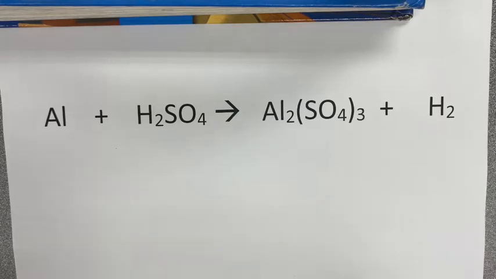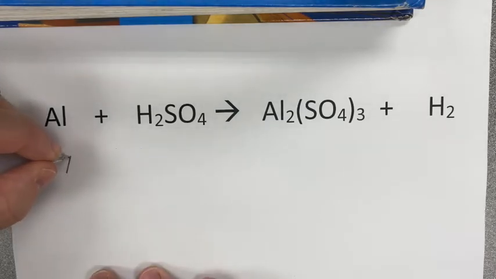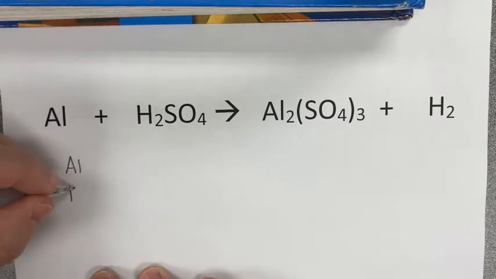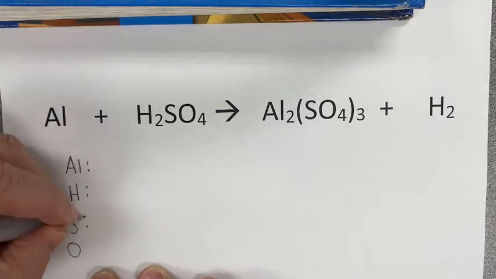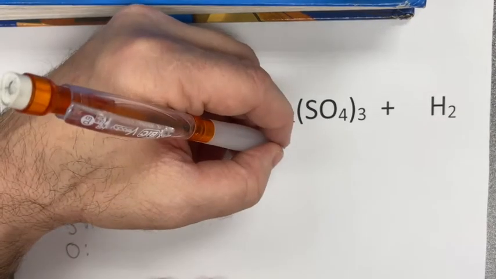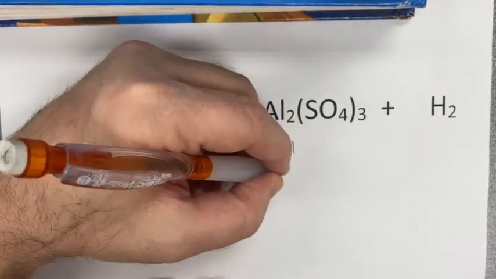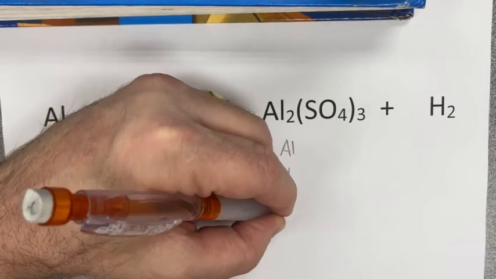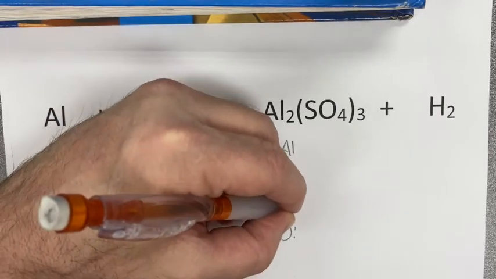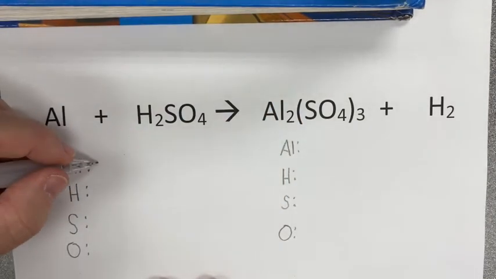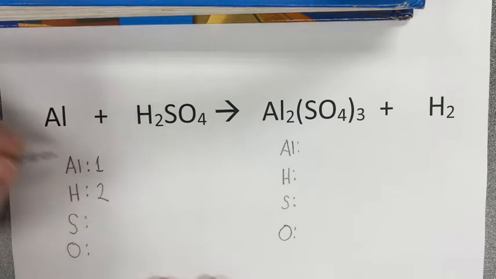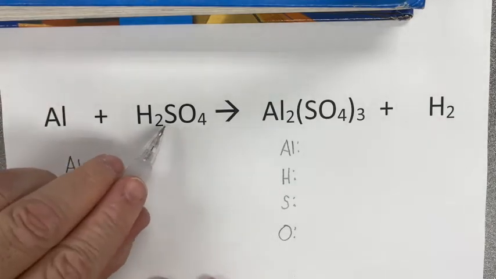All right, what do we have? On the left side, we've got aluminum. We've got hydrogen. We've got sulfur, and we've got oxygen. So, on the other side, we're going to have aluminum, hydrogen, sulfur, and oxygen. Let's count them up. Okay, 1 aluminum, 2 hydrogens, 1 sulfur, 4 oxygens, right?